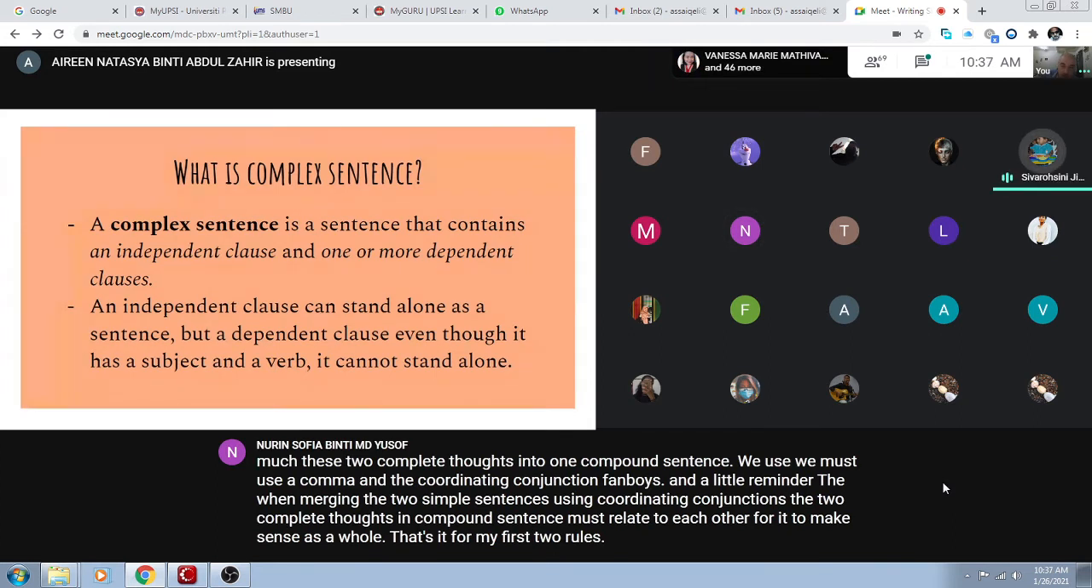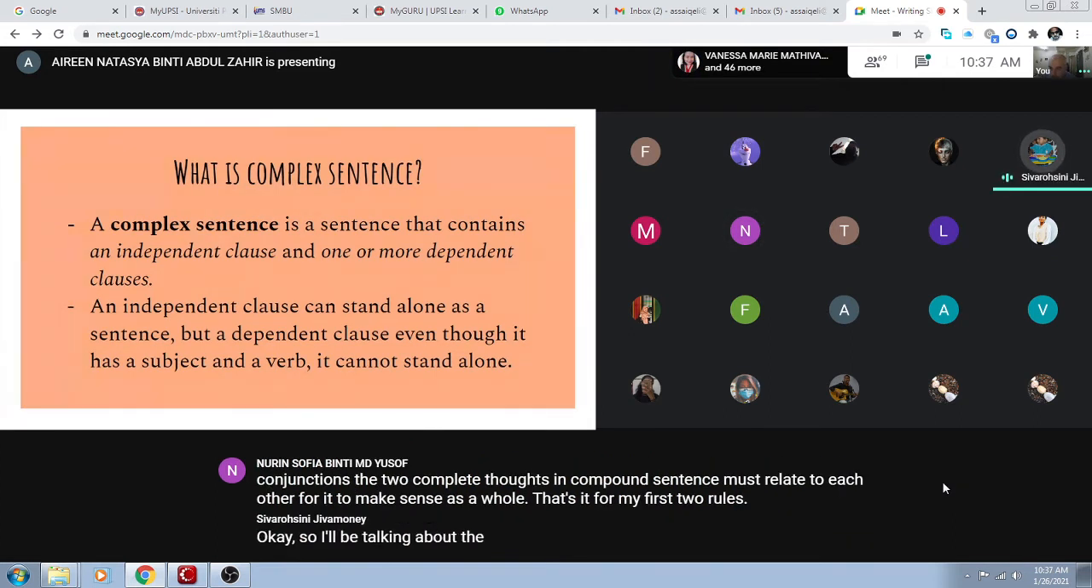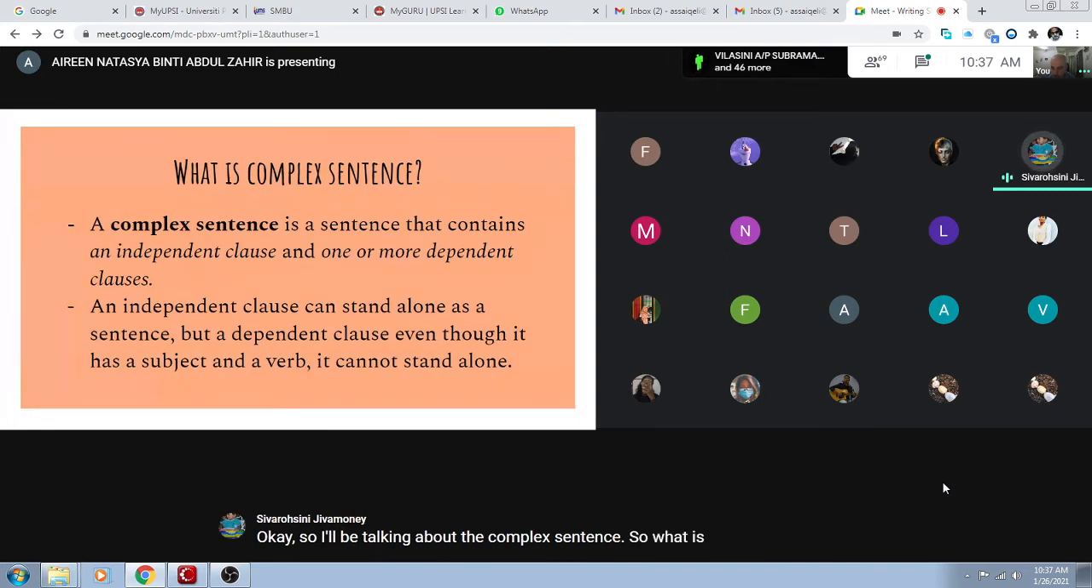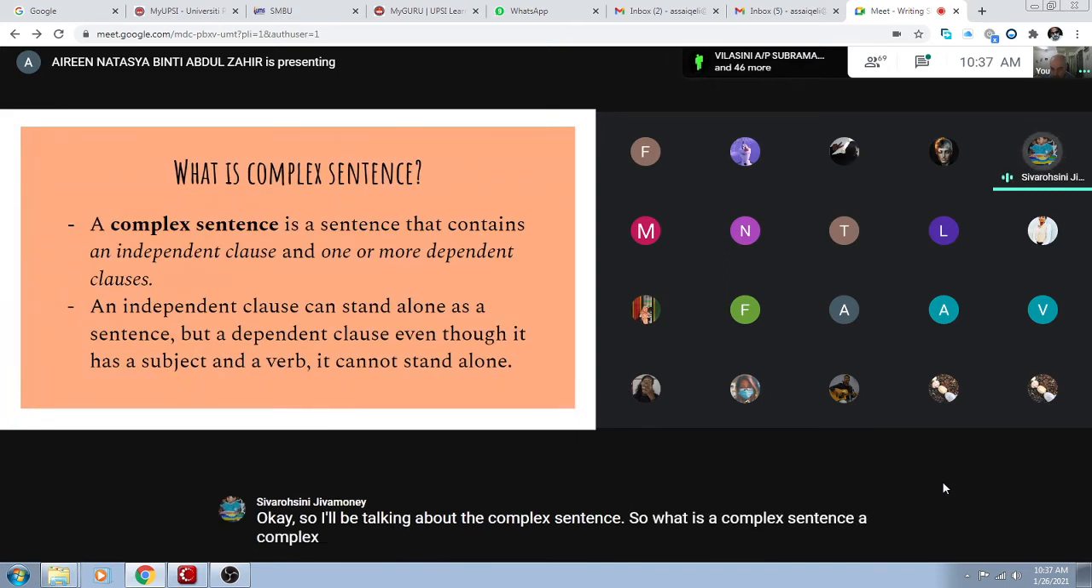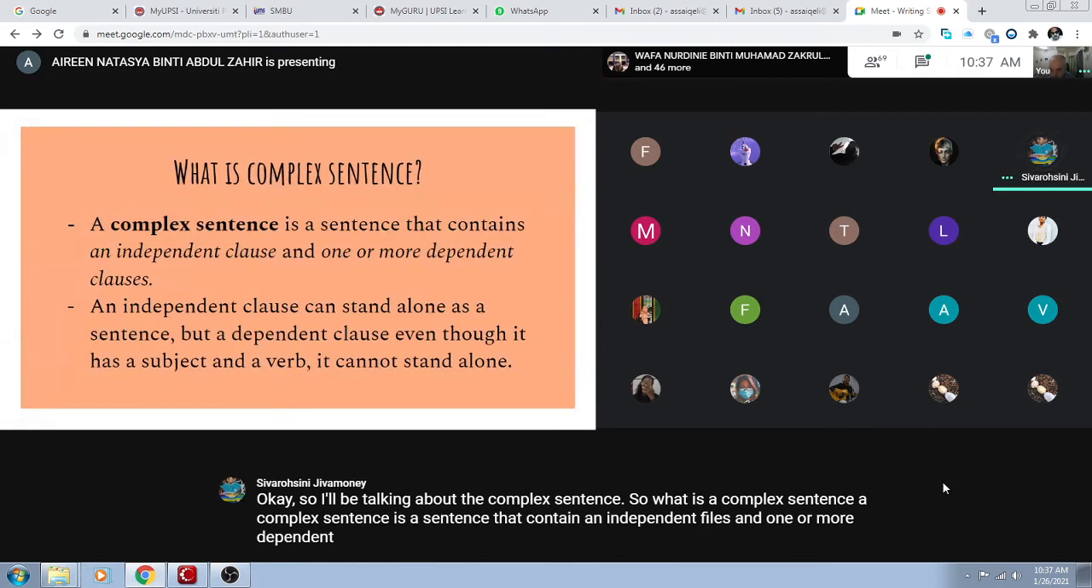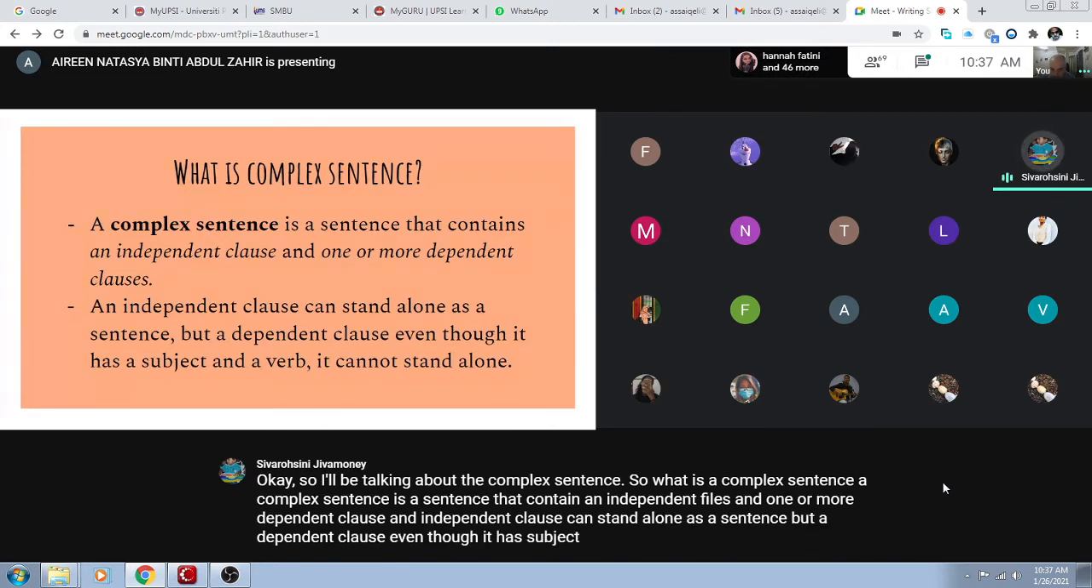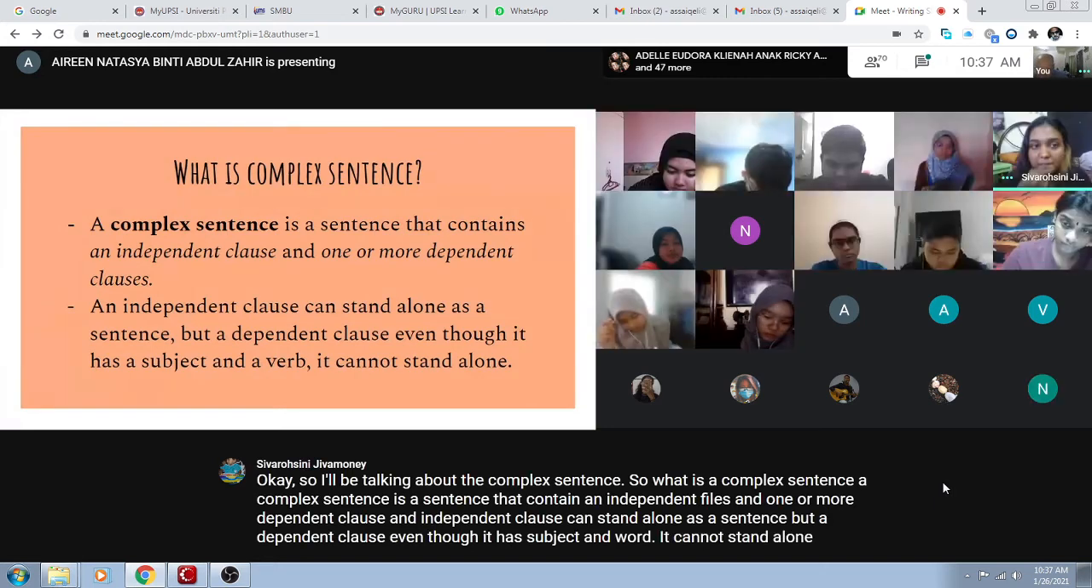Okay, so I'll be talking about the complex sentence. So what is a complex sentence? A complex sentence is a sentence that contains an independent clause and one or more dependent clauses. An independent clause can stand alone as a sentence, but a dependent clause, even though it has a subject and verb, cannot stand alone. Next.